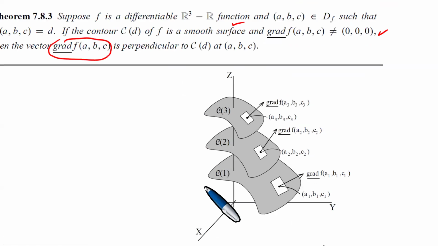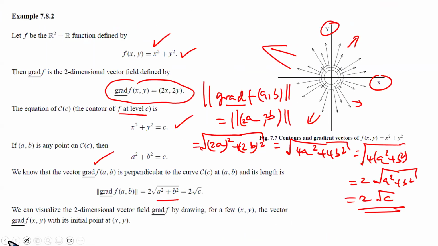Right. And so sir, can you go back to the previous example? I don't understand what we were trying to prove here with the 2 square root of c. Okay, here, remember that we were given this function f of x, y, which is x squared plus y squared. We were looking at figure 7.7, contours and gradient vectors of this particular function f of x, y equals x squared plus y squared. We were trying to say, in this case, what actually is a contour of f at level c?